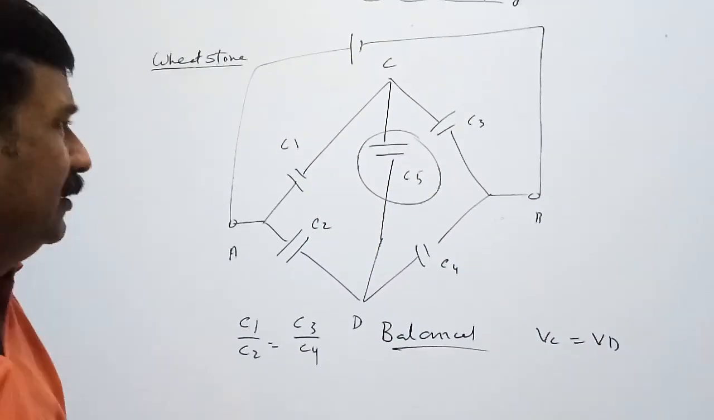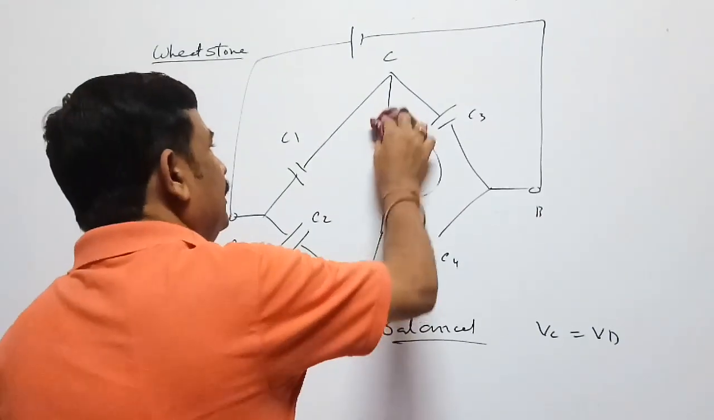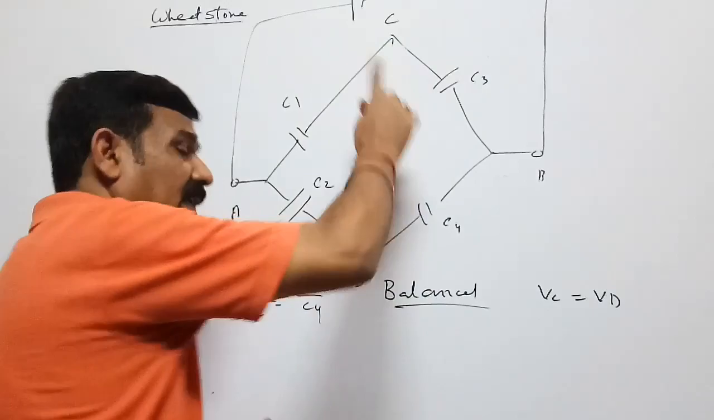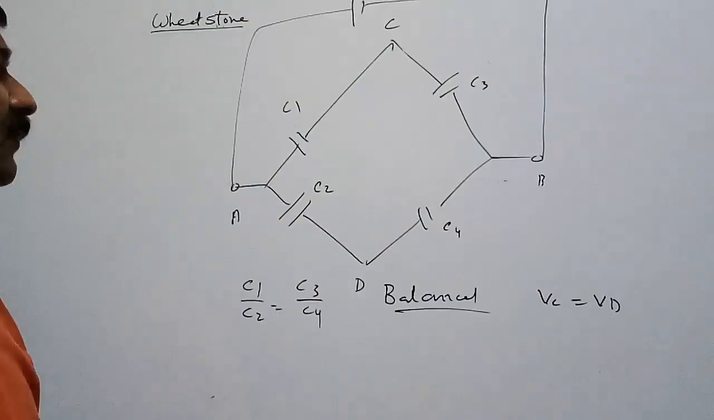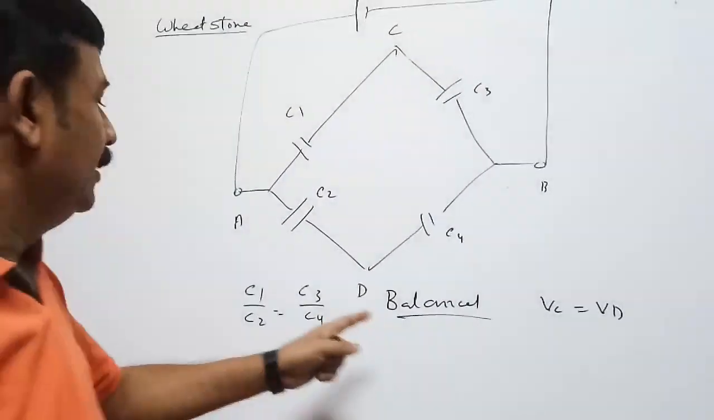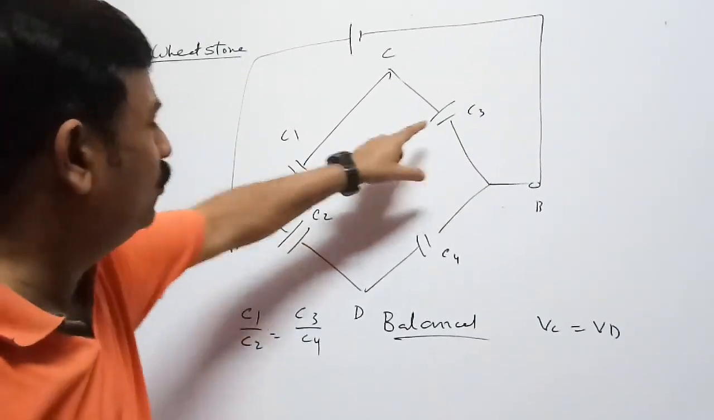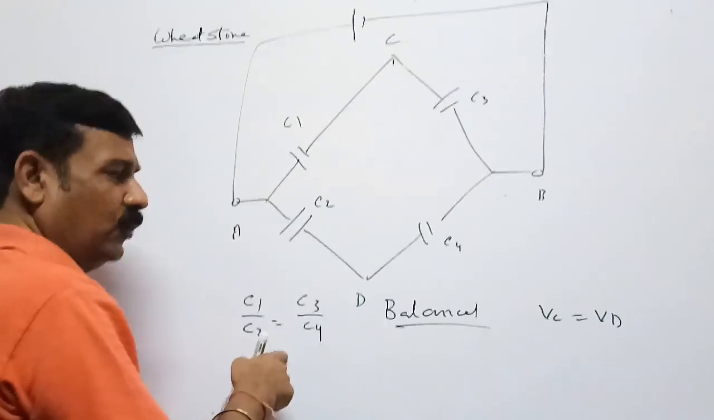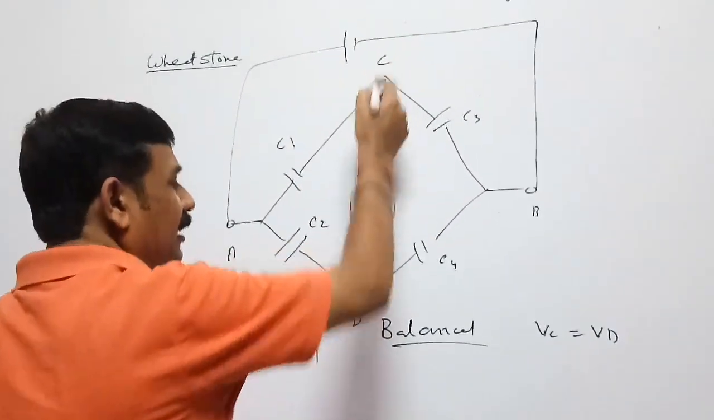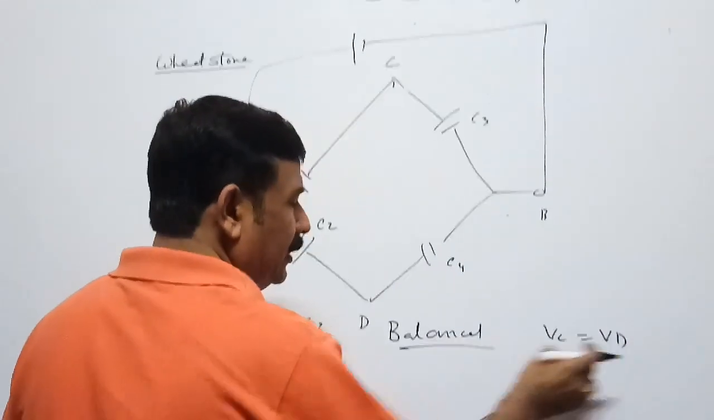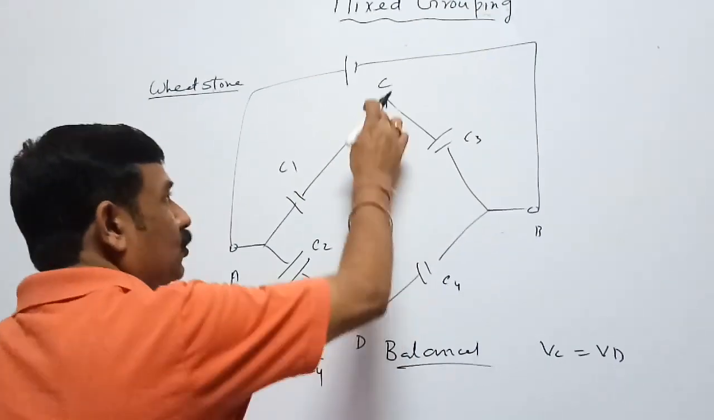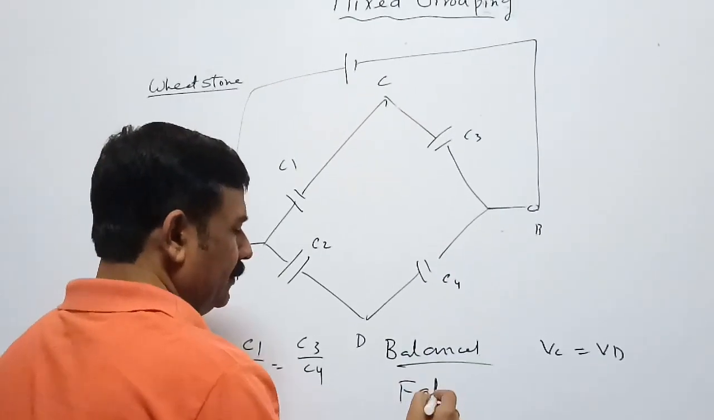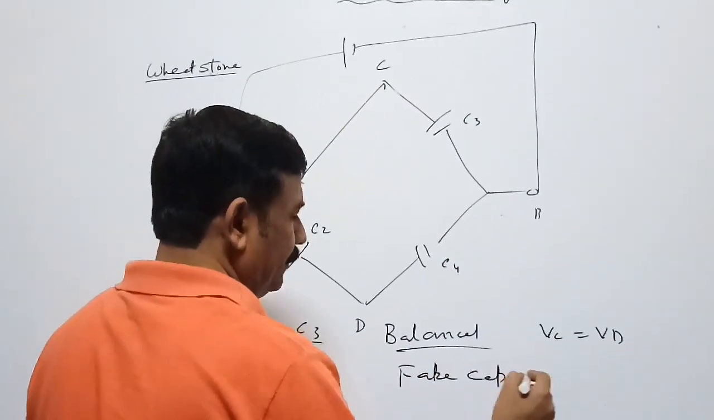So we will remove it before finding the net capacity. But this diagonal branch capacitor will be removed only when this condition is fulfilled. If C1 by C2 is equal to C3 by C4, meaning across either side of the diagonal arm the ratios are equal, the potential of C and the potential of D become equal, the bridge is said to be balanced, so the capacitor present in the diagonal arm works as a fake capacitor.